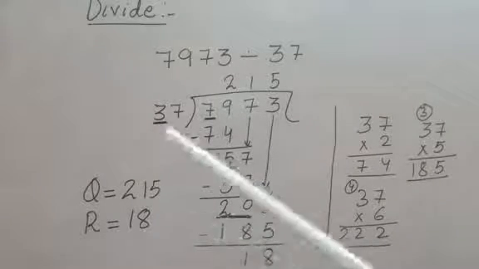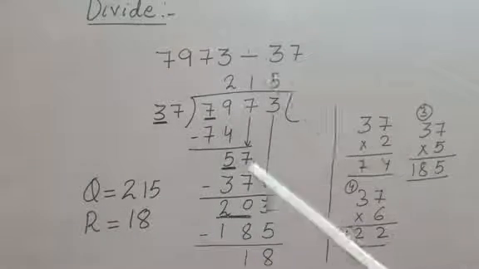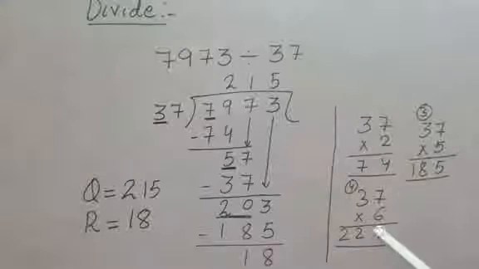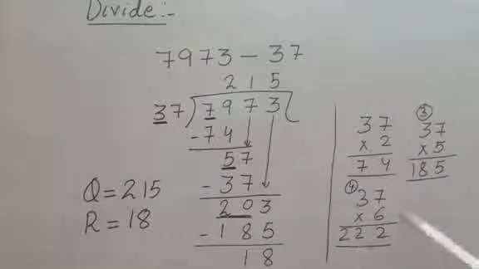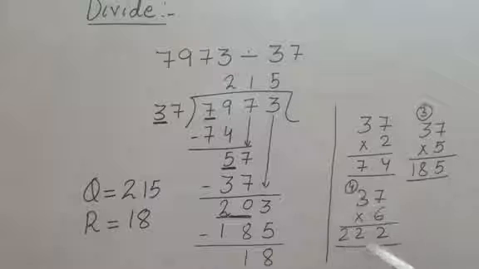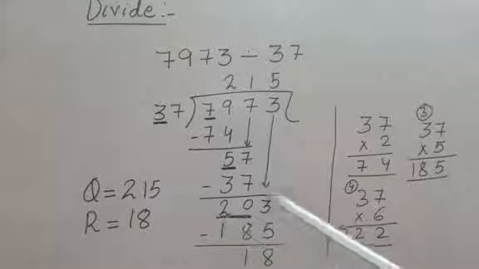And I know 3 6s are 18. So what will I do? I will multiply 37 with 6. And I will see whether it will go or not. Now 6 7s are 42. 2 I will write here. 4 I will take as a carry. 6 3s are 18. 18 plus 4, 22. So in this way I got 222. But 222 is bigger than 203. So I cannot go with 37 6s are.